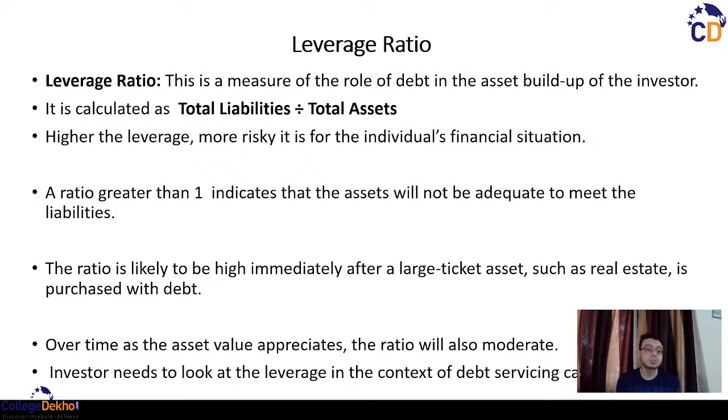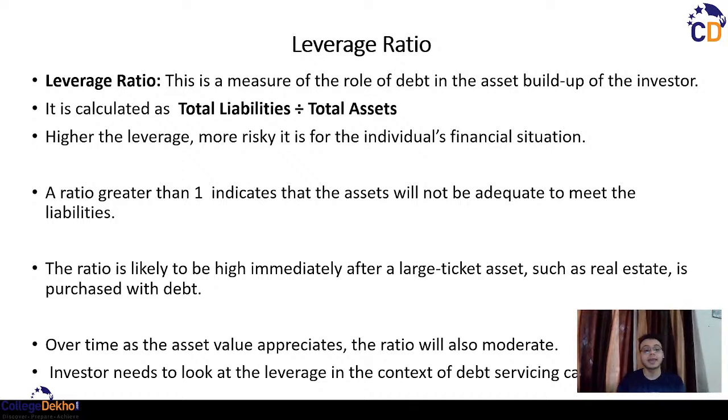And why will the ratio be greater than 1? Talk about it mathematically. When your denominator is less than your numerator, it means total assets are less than your total liabilities. In that case, you have more total liabilities and less total assets. That creates a problem ultimately, right?